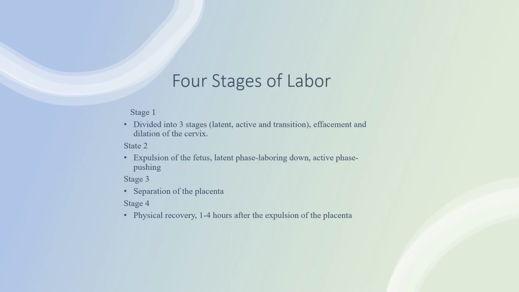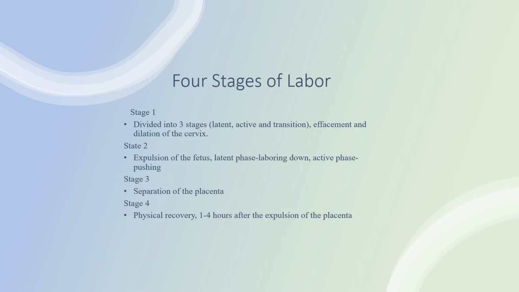Stage 1, you have the active phase. That's when the cervical dilation is from 4 to 7 centimeters. Your uterine contractions are now going to start occurring 3 to 5 minutes apart and 30 to 60 seconds in duration. And the last stage of stage 1 is actually the transition. A lot of times they'll say, "Oh yeah, she's in transition." You'll hear that being said, and that's when the cervix dilates from 8 to 10 centimeters. The uterine contractions are every 2 to 3 minutes, and they're 45 to 90 seconds in duration, and they're very strong.